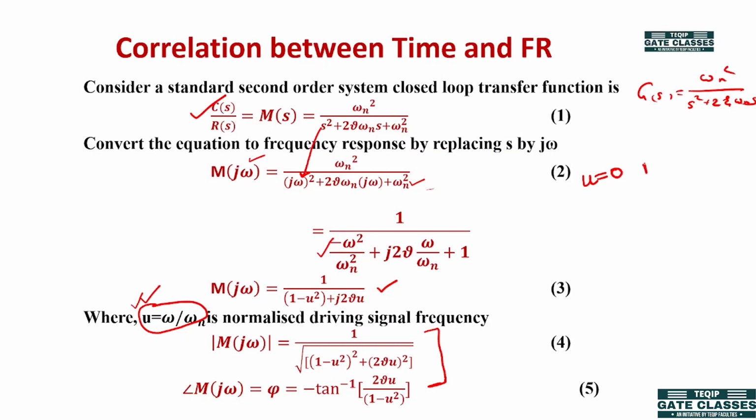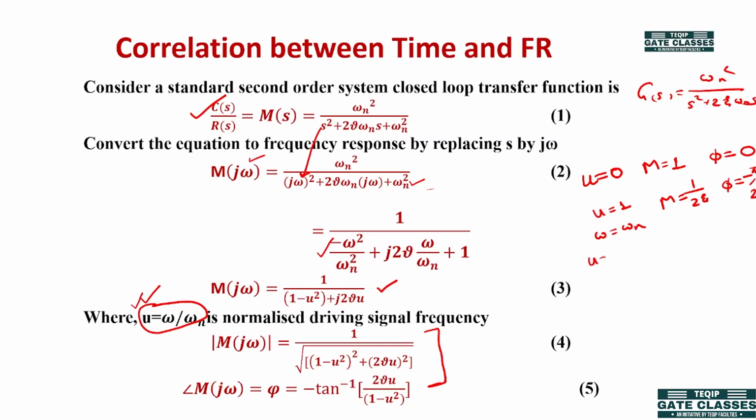When u is equal to 0, then our M would be equal to 1, and our phi would be equal to 0. Okay, so tan inverse 0 is 0. Now let us put the value u equal to 1, that is omega is equal to omega n. So our M is equal to, when we put u equal to 1, this term becomes 0 and M is equal to 1 by 2 zeta. Okay, and what would be phi when you put u equal to 1? This becomes infinity, so phi becomes minus pi by 2.